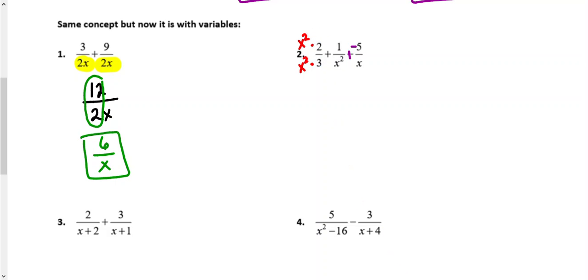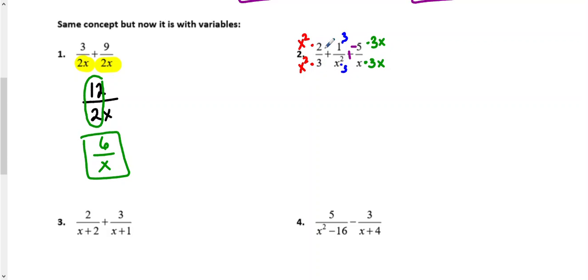So again, I'm looking for a 3x squared for each one. So that already has an x squared, so we're going to multiply it by 3, top and bottom. And this one already has an x, so we're going to multiply that by 3x, top and bottom.